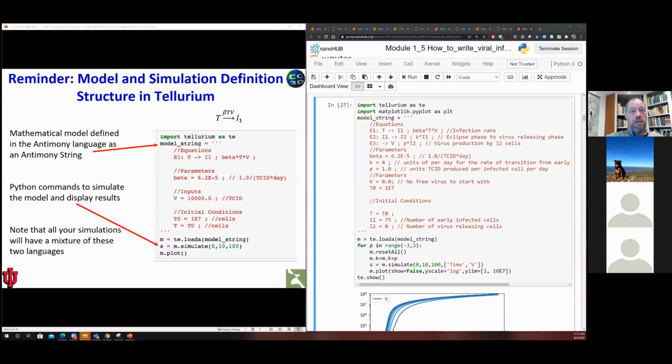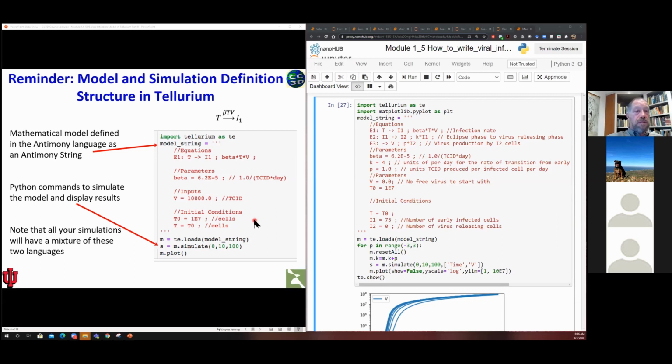We use the triple quotes in Python to indicate that we're going to have a string that potentially has carriage returns in it. We specify equations or rate laws in this very simple format. In this case, susceptible cells become early infected cells type I1, semicolon, and the rate law. We name the rate E1. That gives us access to the value of beta times T times V. We specify all of our parameters, initial conditions, and so on.